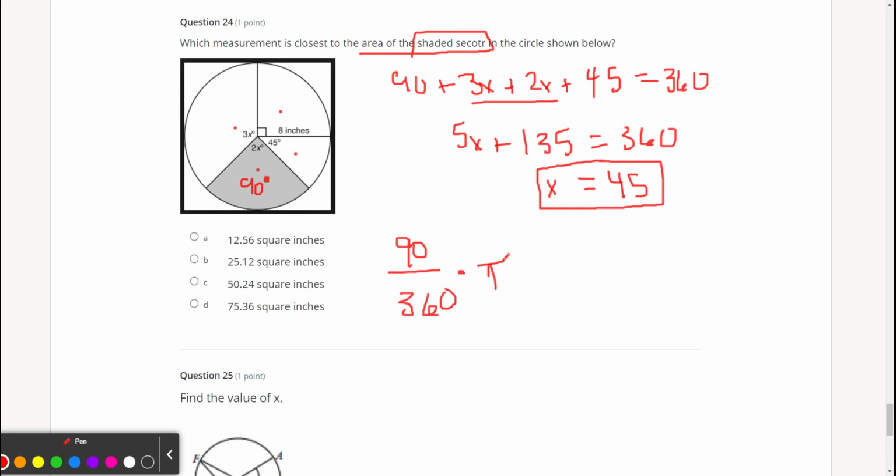Estimate. Use your method. Well, for this one, I know it's definitely not going to be 12.56. I also know it's not going to be 75.36. And we also know it's not 50.24, so it's whatever other one hits. Let's check it. I agree.